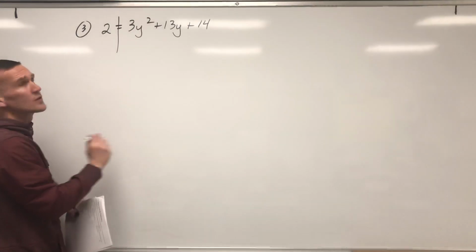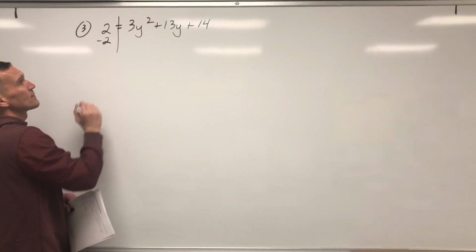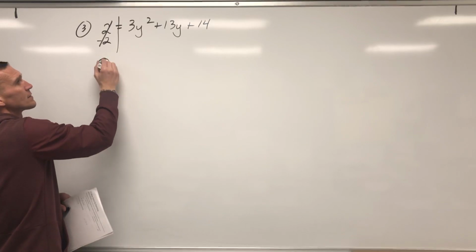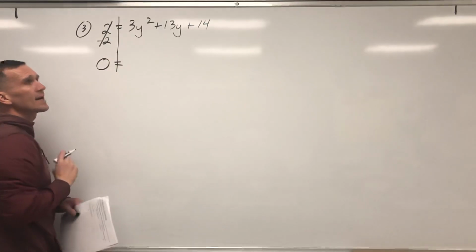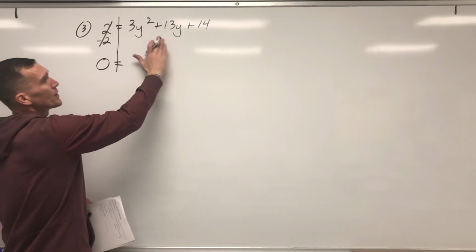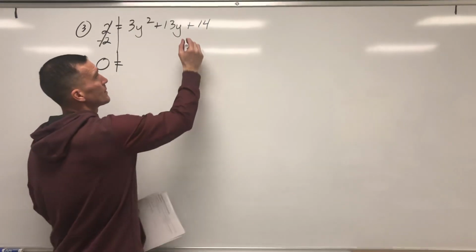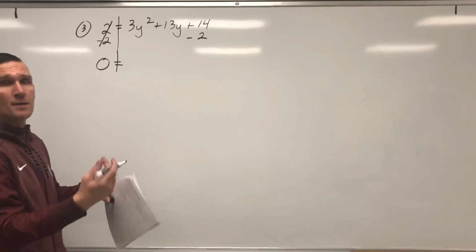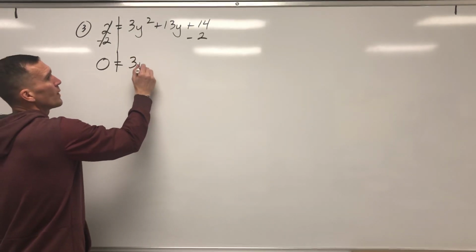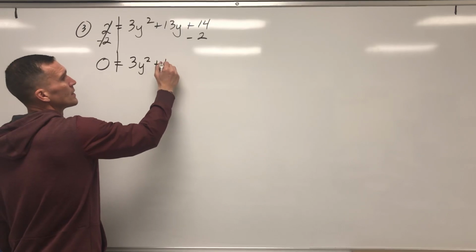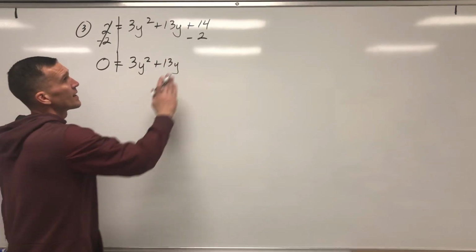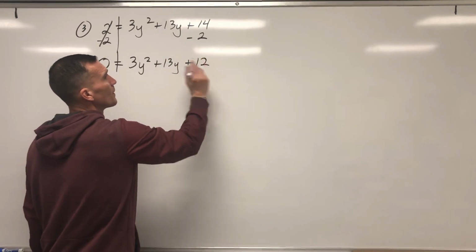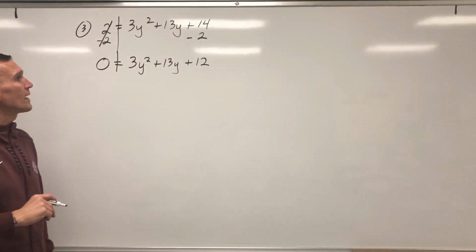Well, how do we get rid of the 2? By subtraction. They will cancel, making 0 equals. But on the right side, I need to know where to put it. I would put it underneath a like term. So it should go right underneath that positive 14. Now I'll make a new right side. 3y squared stays the same, plus 13y stays the same, but the right side becomes plus 12 after that.